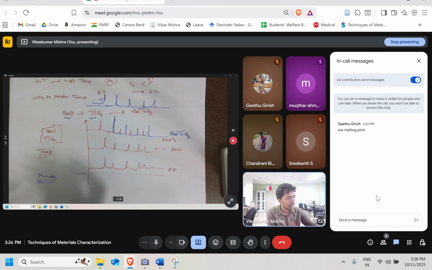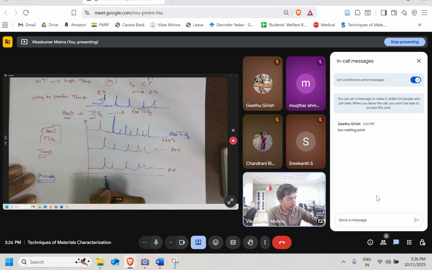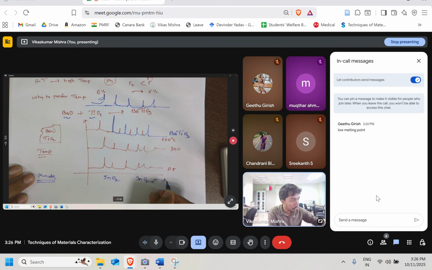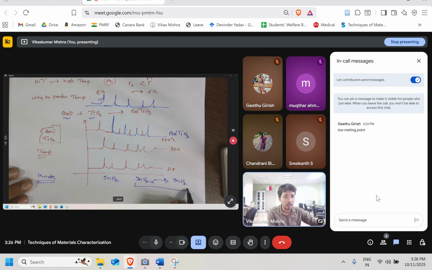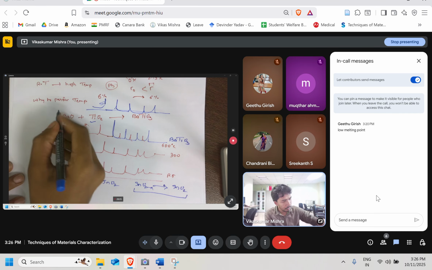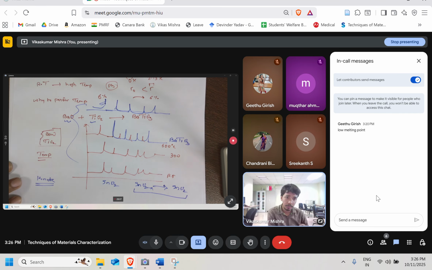There is also a study like this: if you have a reduced sample, let's say SnO2 was supposed to be there, but it is SnO2 minus x, and you want to know at what temperature this is going to convert to SnO2. It can give a rough estimation, as there will be some change in the peak intensity, the peak position, and so on. Again, the study itself can be very complicated, but this is one quite simple example, and we can know at what temperature the reaction is going to occur.